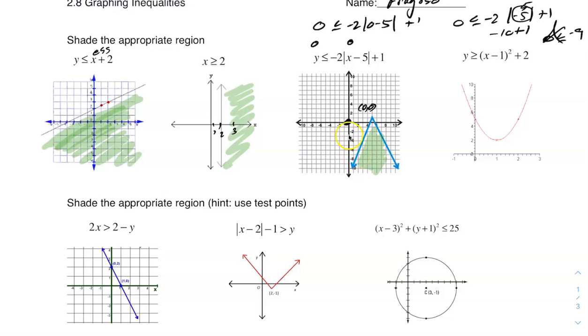So you can always pick a point, plug it in, and see if it works. If it works, you shade. If it doesn't work, you shade the opposite choice. Or, like I like to do, less than means below, so you're less than this line, so below it. So let's do that here. Here's my line. I want greater than, so I want to be greater than this line, so I want to be above it.